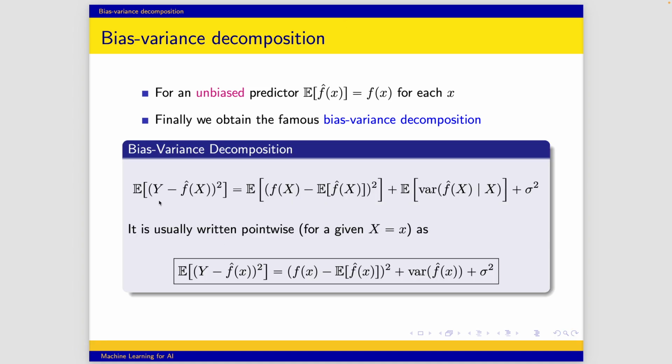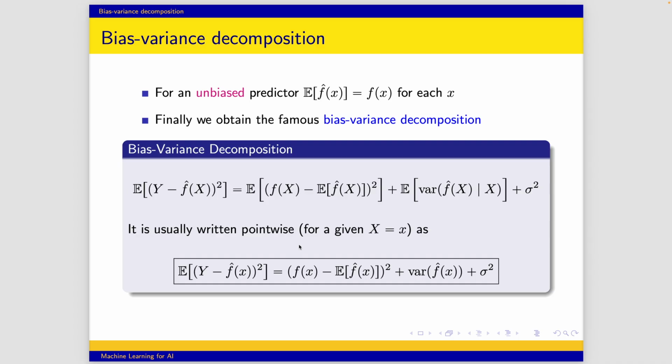The expected value over training samples and test data of this square error, the true value minus our prediction at x, is equal to the expected value over x of this quantity here, which is the squared bias, plus the expected value over x of what we call the model variance, plus sigma squared, right?